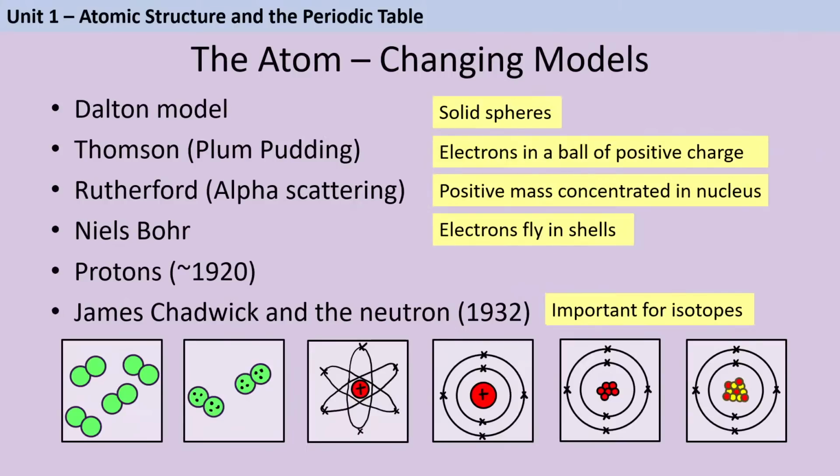So then we had the Bohr model. This came up last year, and people didn't know what it was called. So basically, as soon as you have electron shells, we start calling that the Bohr model.